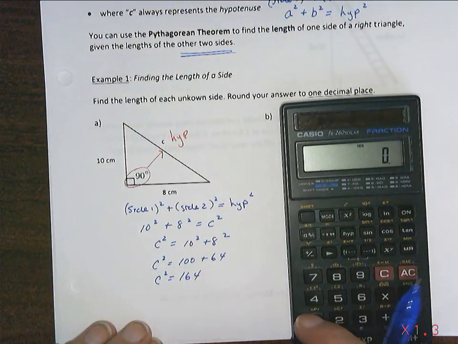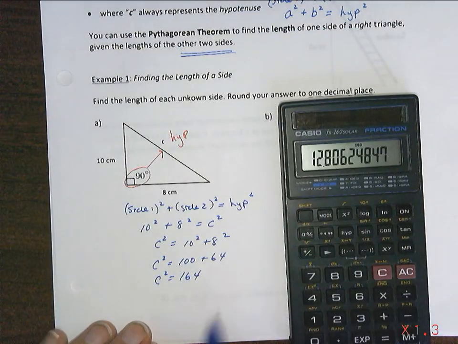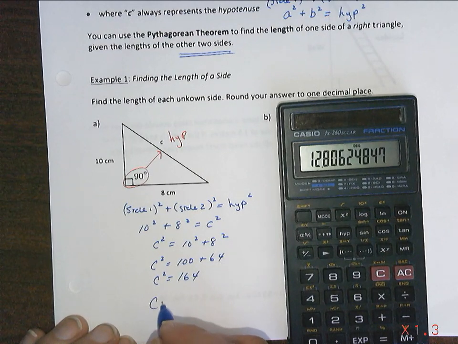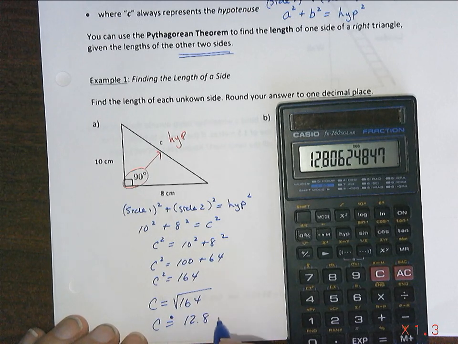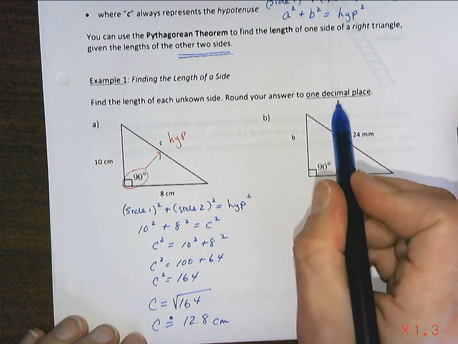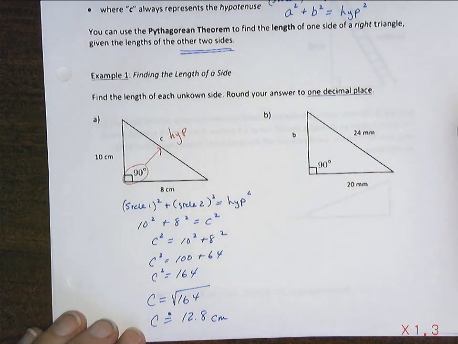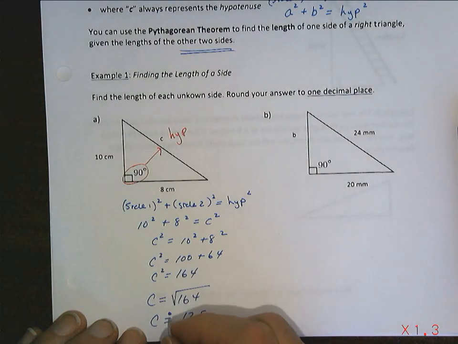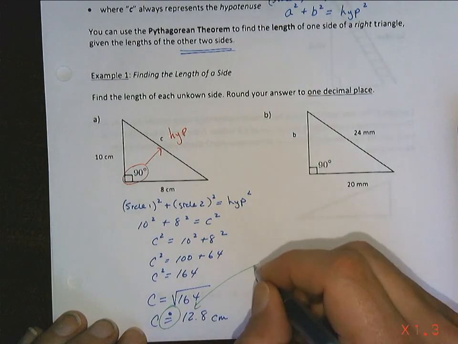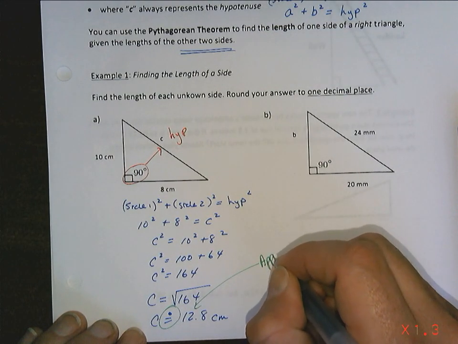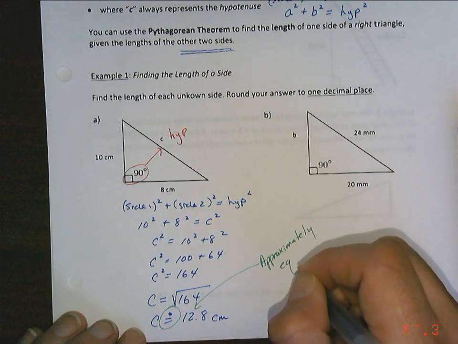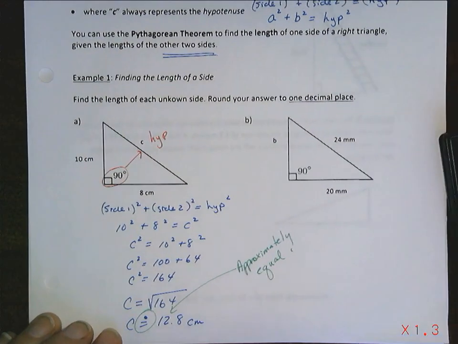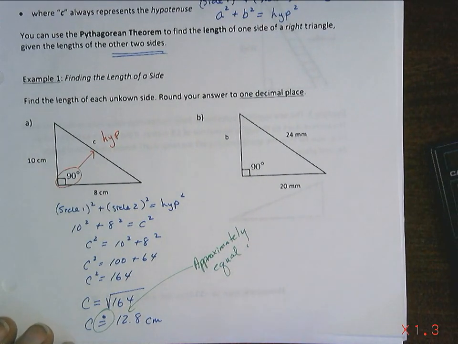164. And I come up with c equals the square root of 164. C equals approximately 12.8 centimeters, because they told me to round to 1 decimal. See this symbol here? That symbol means approximately equal, which means it's pretty close, but it's not exact.